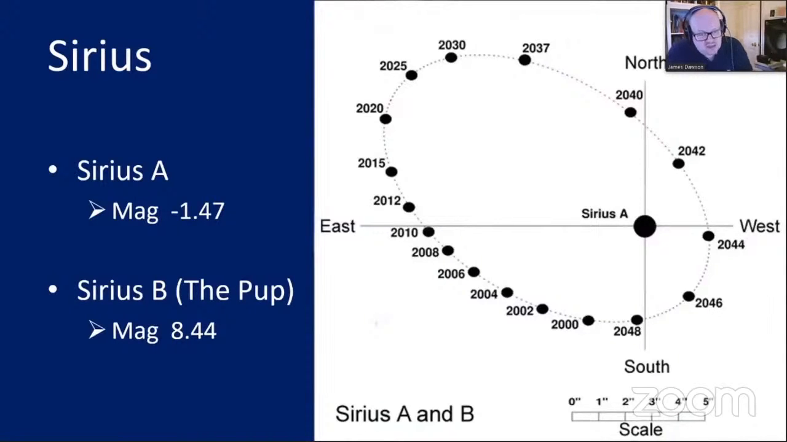And you can see on this graphic here that over the course of about 50 years, the pup orbits Sirius as viewed from Earth. On this graphic, it starts at the year 2000, goes all the way around to where we are now, and back down to 2048. So about 50 years, it goes in this orbit around Sirius. Sirius is pretty bright, -1, and the pup is relatively faint, magnitude 8.4. But as you can see at the moment, the pup is probably getting to about greatest separation from Sirius.